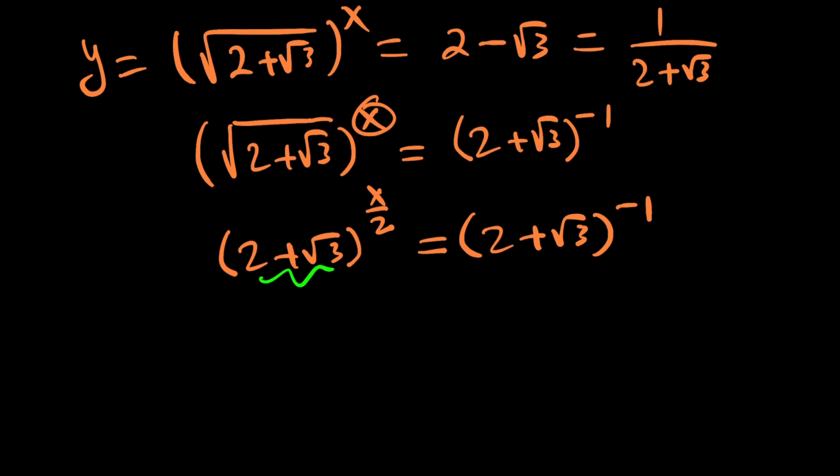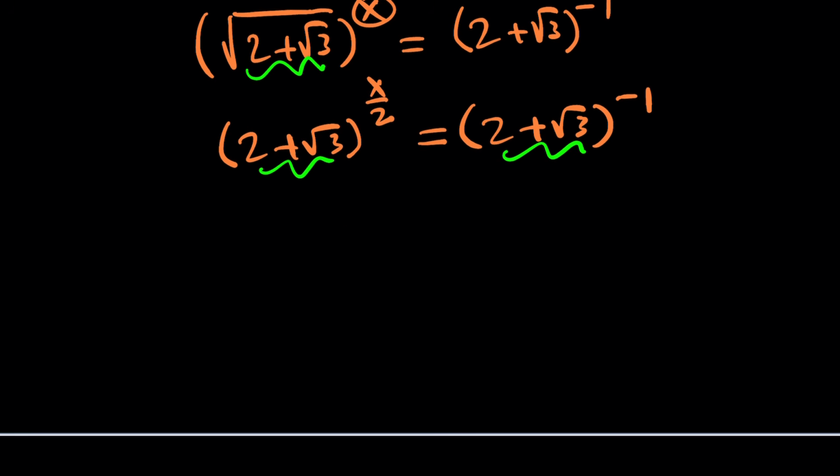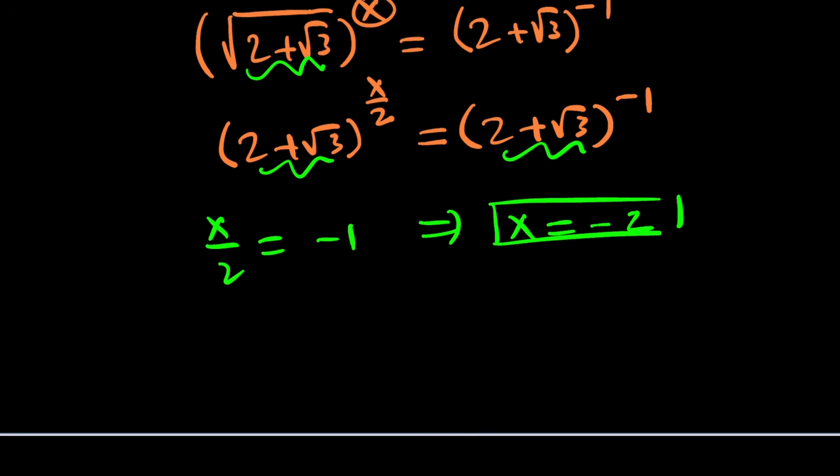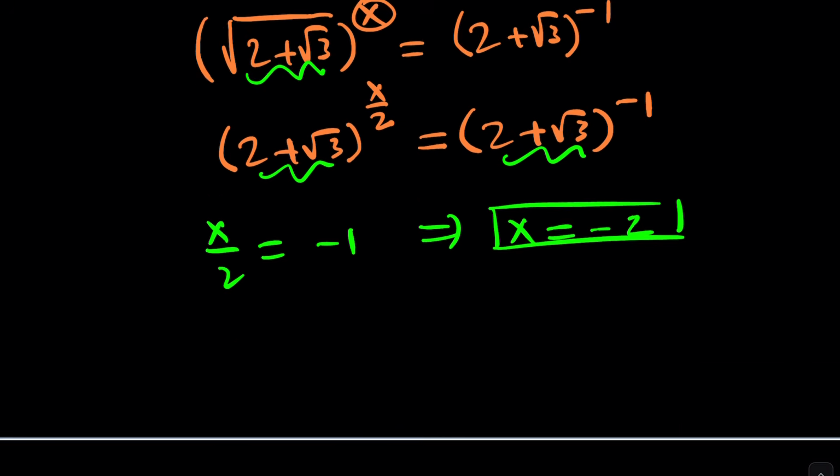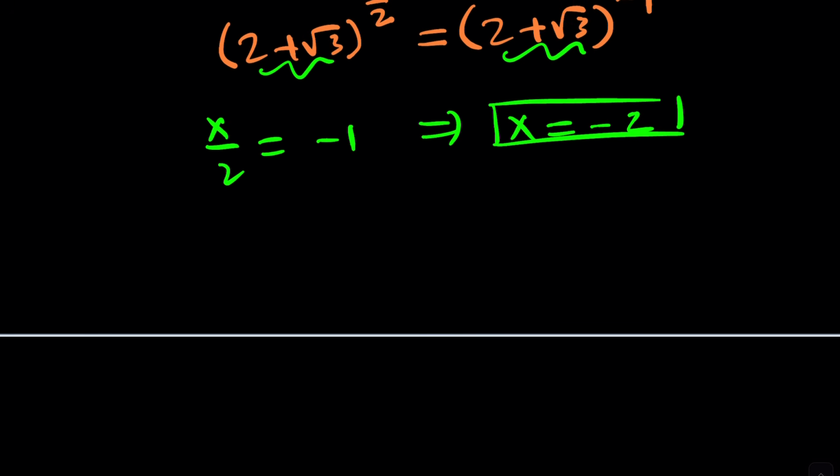You see, you need the same base. Be very careful. Don't go directly for the solution. Now we can safely say that the exponents are equal. From here, x equals -2. And this is expected because remember the first solution was x equals 2. And these two things are reciprocal. So obviously the negative power gives us that power. Make sense? Okay, so there seems to be two solutions, x equals 2 and x equals -2.